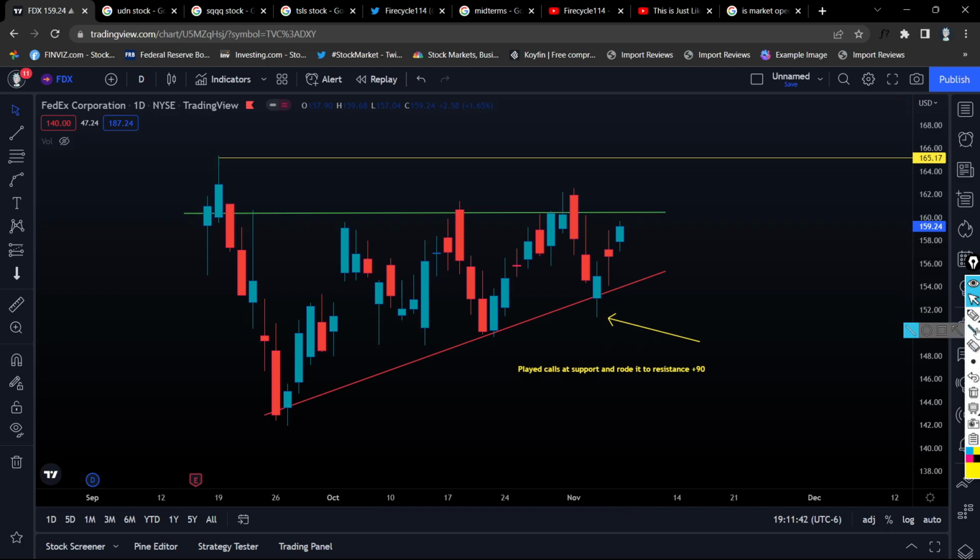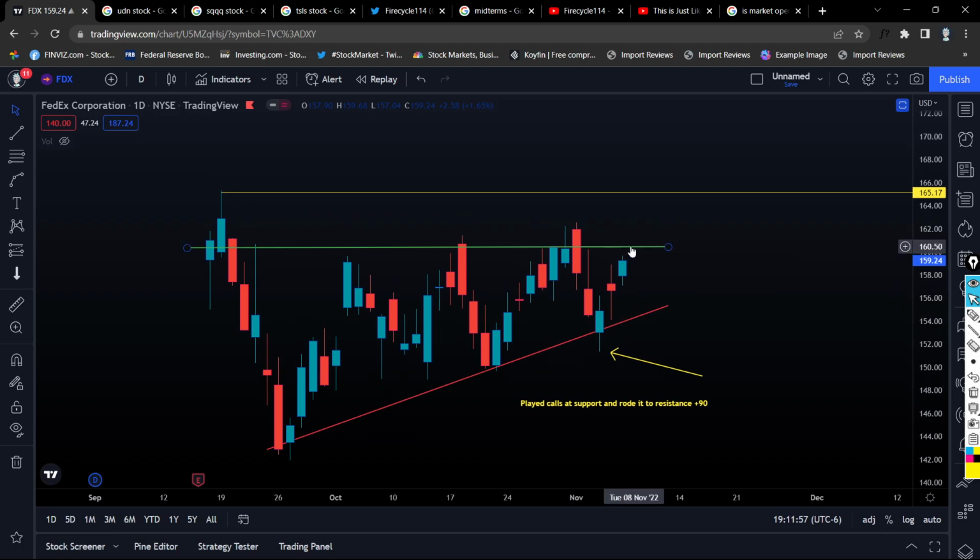Again, we bought our contract on FedEx at this level of support. This was our second contract, and I rode it all the way to the upside, and I sold off one of my contracts to kind of reduce risk, and I'm still holding my last contract. We just need to see above $160. More importantly, we need to close above 160 on the daily time frame. Once we get that confirmation, I will be buying more FedEx contracts. So that is it with FedEx.